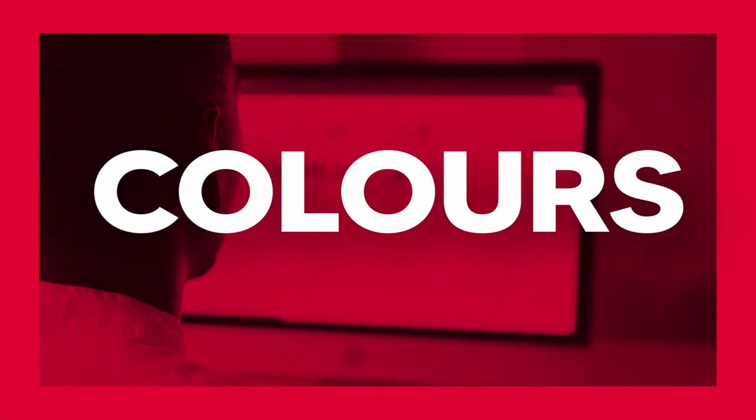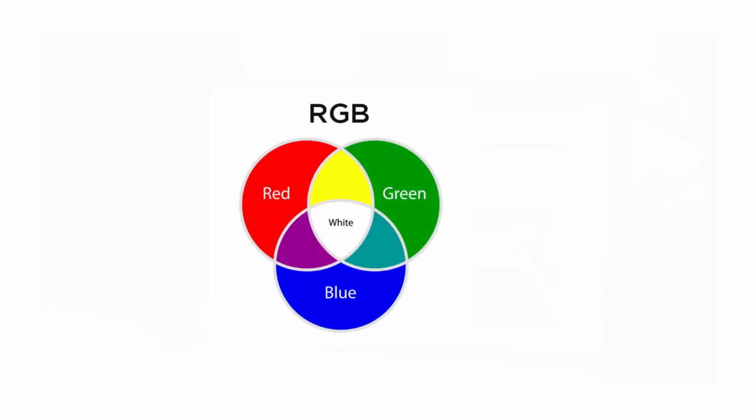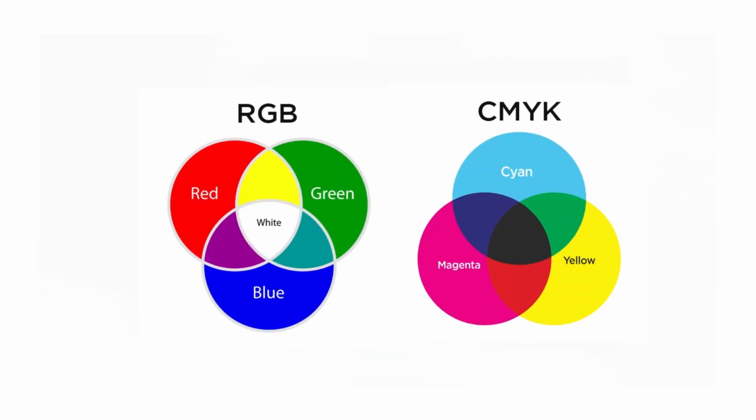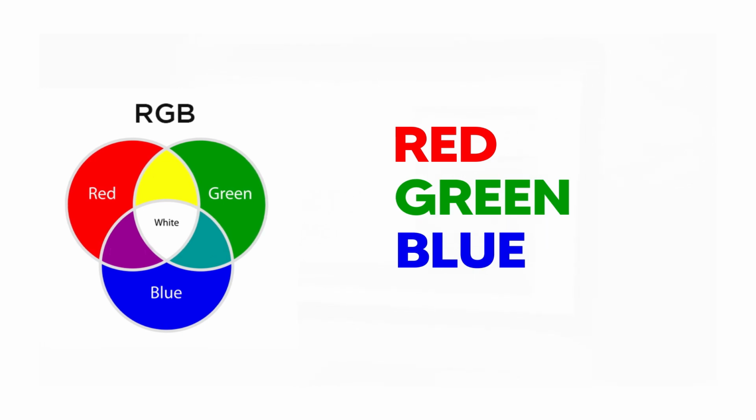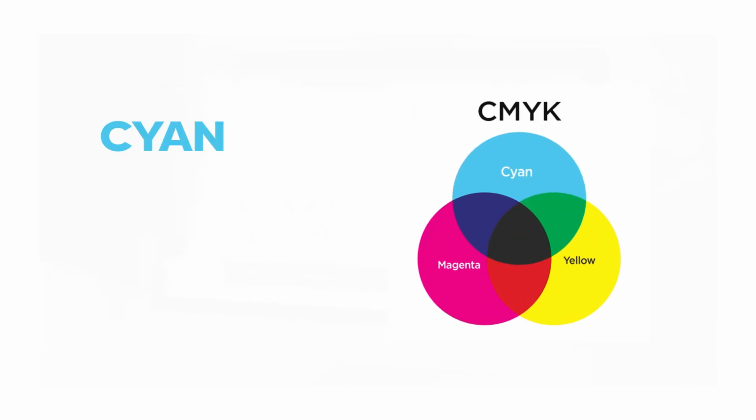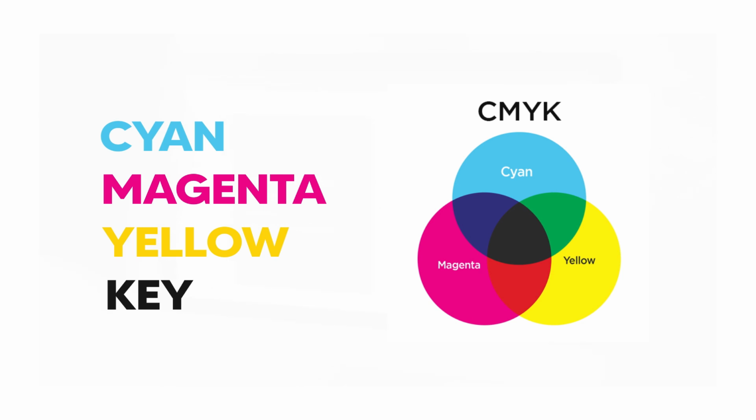Now let's talk about colors. So when it comes to colors, we have two primary models. We have CMYK and then we have RGB. So what is RGB? What is CMYK? RGB simply stands for red, green, and blue, whilst the CMYK represents cyan, magenta, yellow, and key. So the key means black in the color theory.